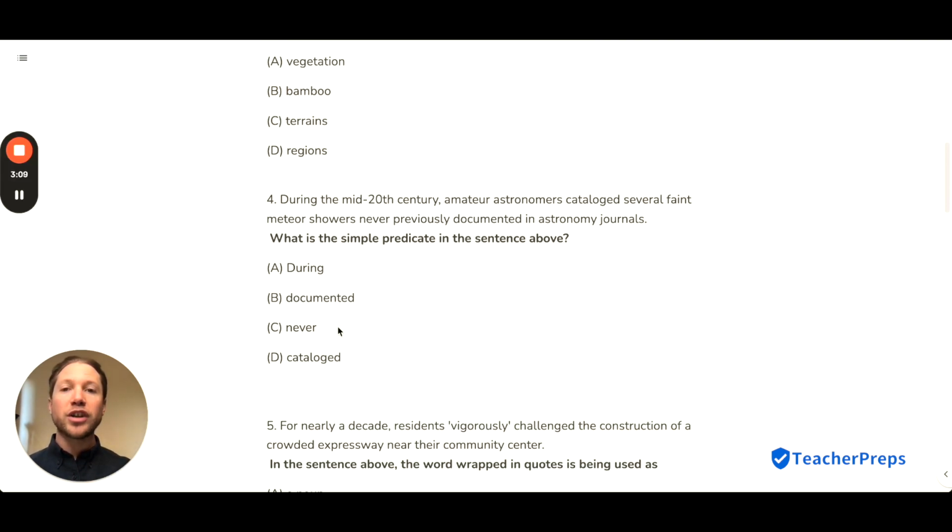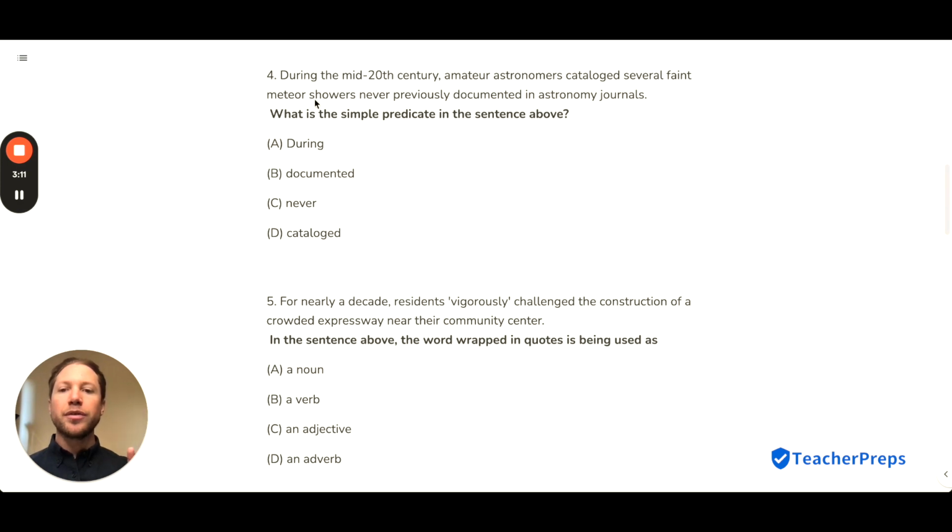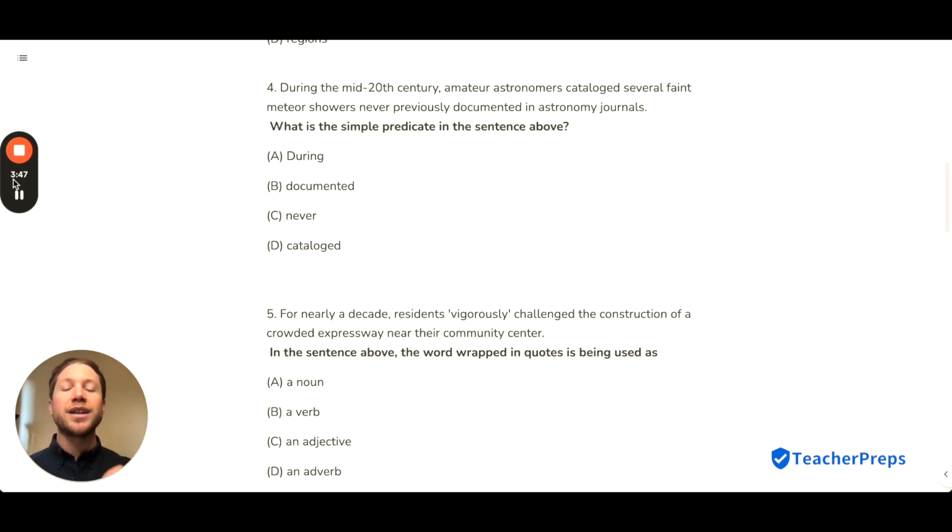Now, let's go on to question number 4. During the mid-20th century, amateur astronomers cataloged several faint meteor showers never previously documented in astronomy journals. Question here states, what is the simple predicate in the sentence above? Now, in order to understand what the simple predicate is, you'll have to remember what the predicate is. And remember, within a sentence, you have the subject and you have the predicate. And so it will help to identify the predicate by first answering or finding the subject.